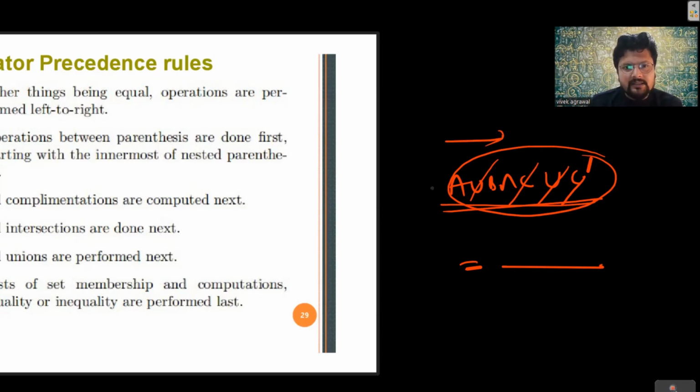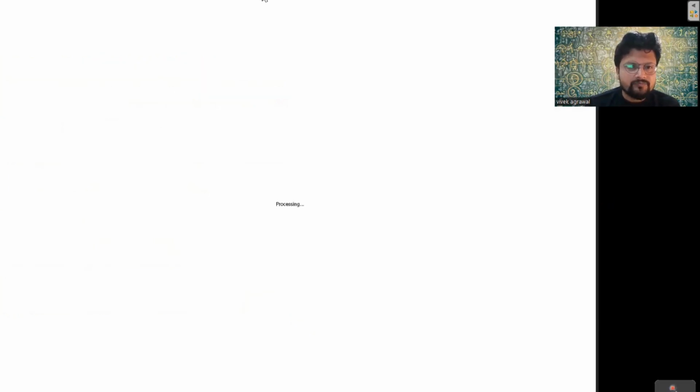Second thing is that if we have some parentheses, if something is given in the brackets, we'll solve that thing first. Third thing is, after that, we will solve all the complementations. Whatever is given like A complement or B complement, we'll solve that next. After that, we'll solve the intersection portion. Then we'll solve the unions portion. When we solve the questions, we'll see all these things, and that time it will be easy for you.